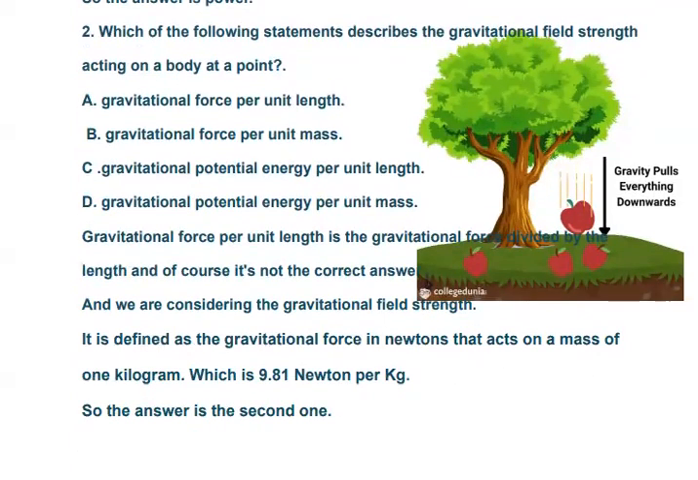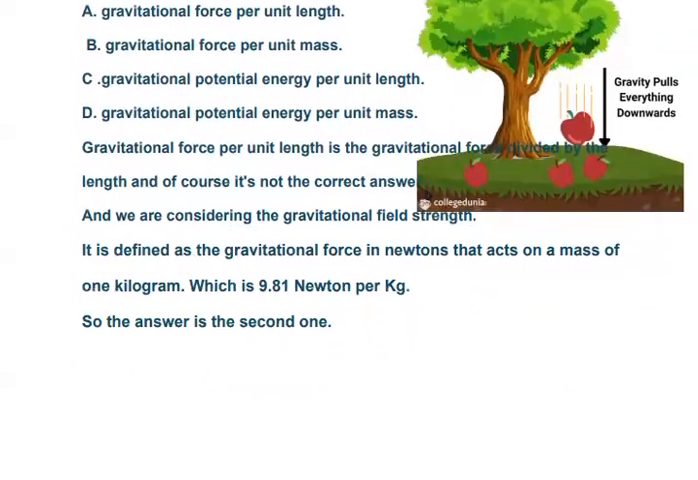Gravitational force per unit length is the gravitational force divided by the length, and of course it's not the correct answer. We are considering the gravitational field strength. It is defined as the gravitational force in newtons that acts on a mass of 1 kilogram, which is 9.81 newtons per kilogram. So the answer is the second one.